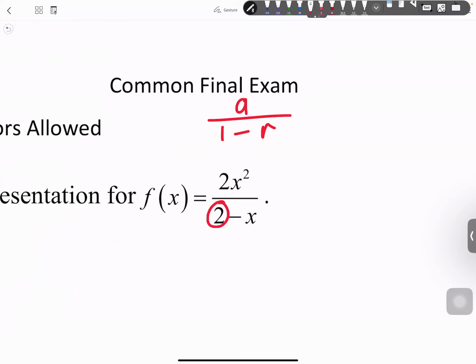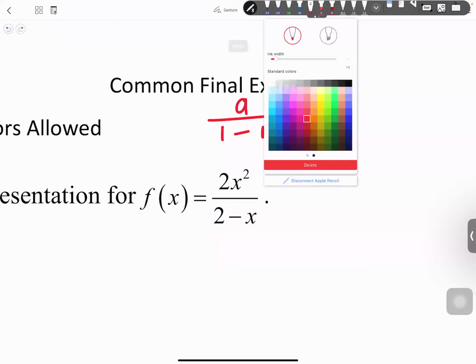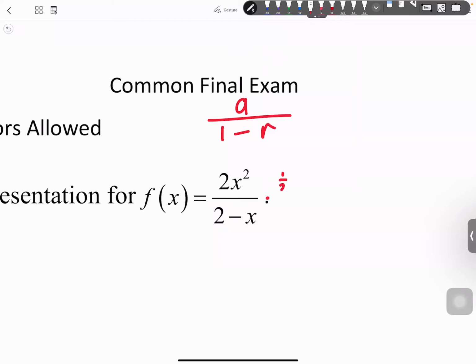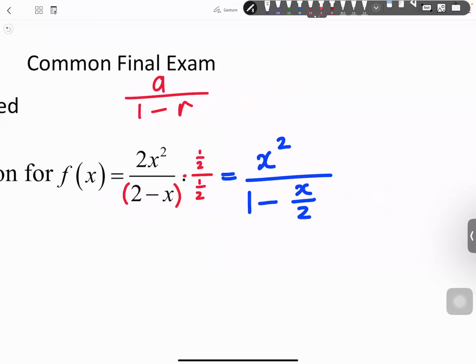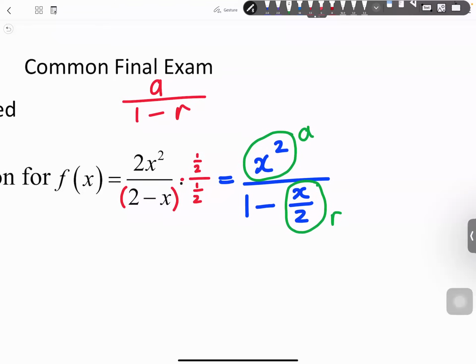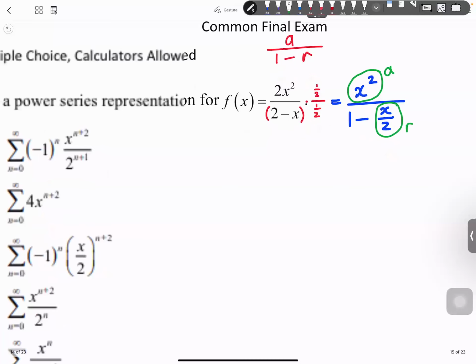This thing right here in the bottom left corner really needs to be a 1, right? So what I'm going to do is multiply both the top and the bottom by 1/2. So I'm just multiplying by 1/2 over 1/2. What that gives me is x squared over 1 minus x over 2. So now it fits that form, right? This is going to be my a. This is going to be my r. It now has that form of a over 1 minus r.